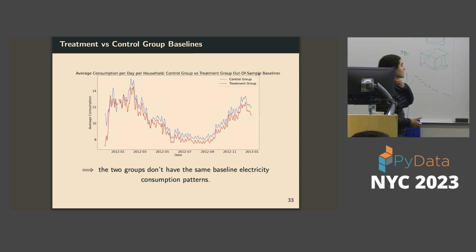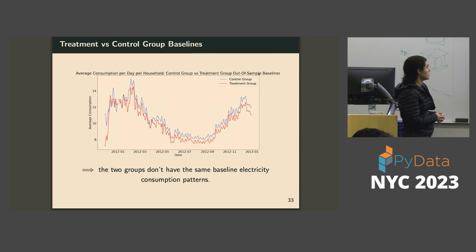And so we can check whether or not the groups have the same consumption patterns by looking at 2012 data. In 2012, there's no impact of any sort of treatment. And so on the y-axis, you're seeing the average consumption per day for both of those groups. And so what this is showing is that the groups are not balanced, and on average, the treatment group is consuming less than the control group.